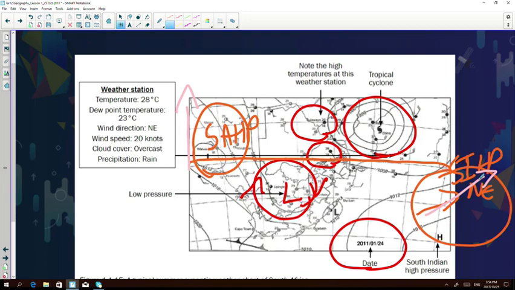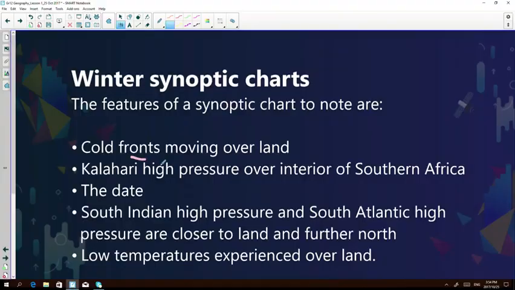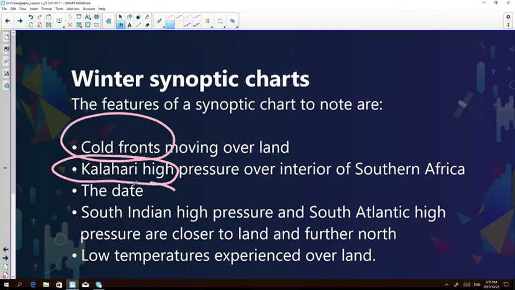Now let's just quickly go and have a look at our winter synoptic charts. Now in South Africa, especially the Western Cape and the interior, we experience cold front conditions. So that's one characteristic that we can go and have a look at. Secondly, the Kalahari high pressure system. Thirdly, the date, exactly like the same that we did with the summer synoptic chart.